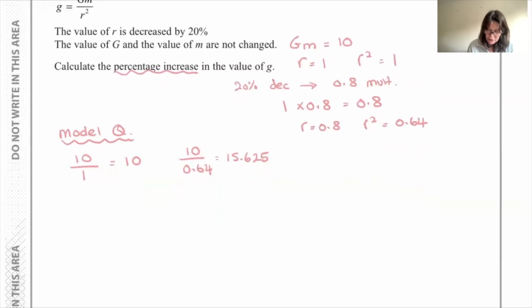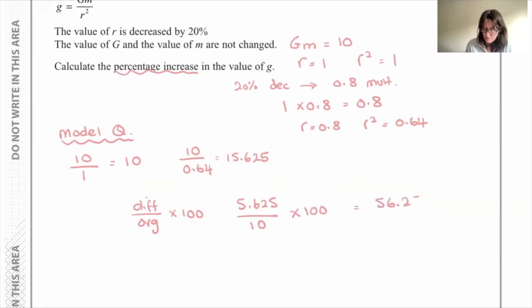Now, I want to know the percentage increase in the value. So I am going to be putting this formula into my question, which gives me percentage change. The difference is 5.625 over the original 10 times through by 100. So we could take that fraction and write it as a percentage, and you get 56.25%.